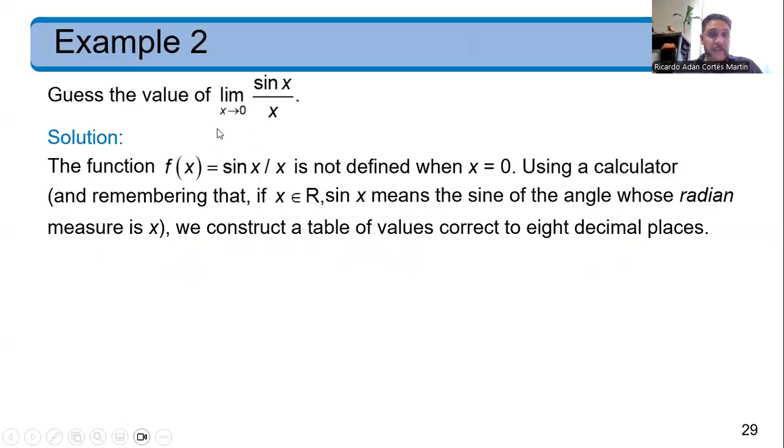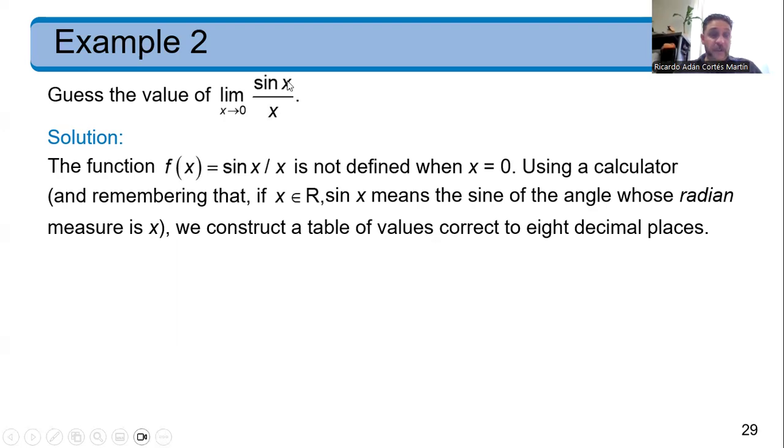Okay, let's see, for example, guess the value of the limit when x tends to 0 of sine of x over x. Okay? If we try to make a direct substitution, we get 0 over 0, so that is undefined. But how can we approximate this value by the limit? So what we're going to do is get values of x closer to 0, but that are not actually 0, okay?